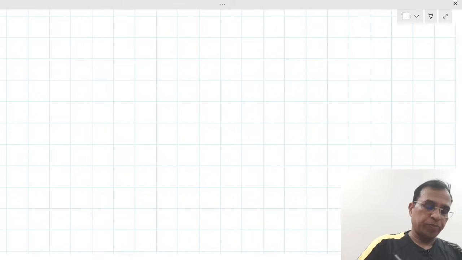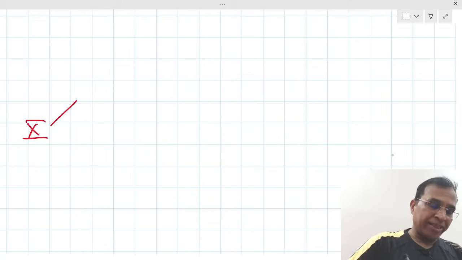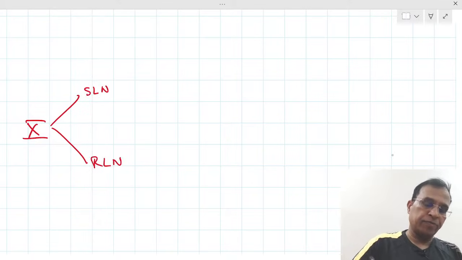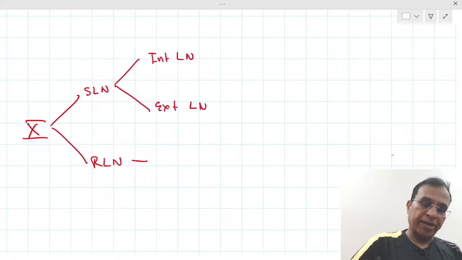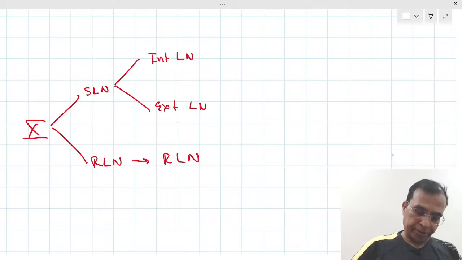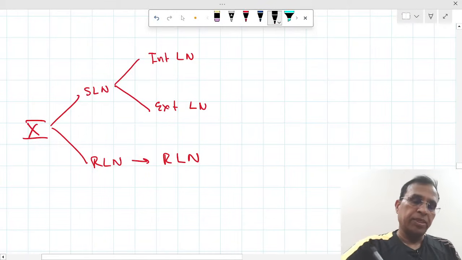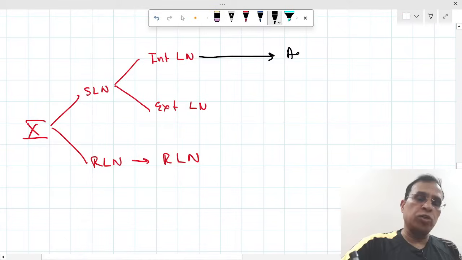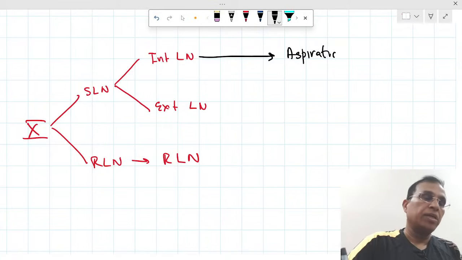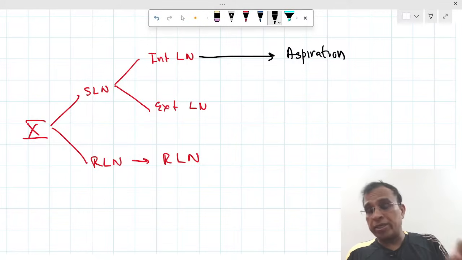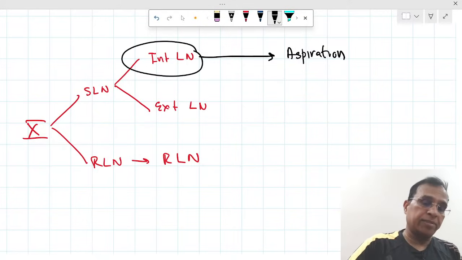One was nerve injury. See, the 10th nerve is the only nerve in the larynx. The 10th nerve supplies the larynx via the superior laryngeal nerve and recurrent laryngeal nerve. The superior laryngeal nerve again divides into internal laryngeal nerve and external laryngeal nerve, and the recurrent does not divide, so it remains recurrent. If there is internal laryngeal nerve damage, aspiration is the only complaint. If they tell you aspiration is the only complaint, which nerve is damaged, internal is the correct answer.